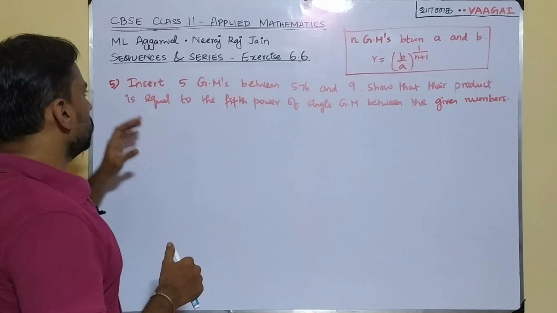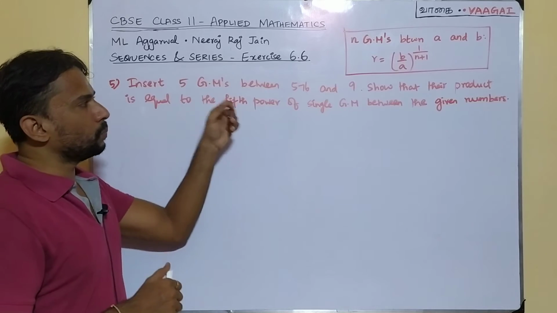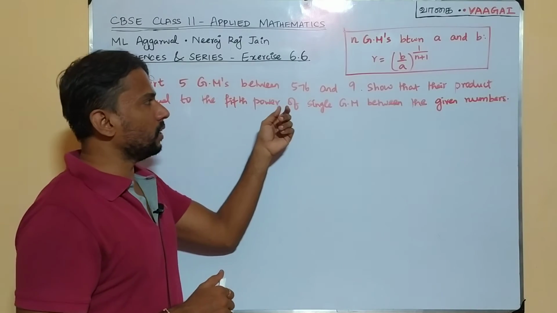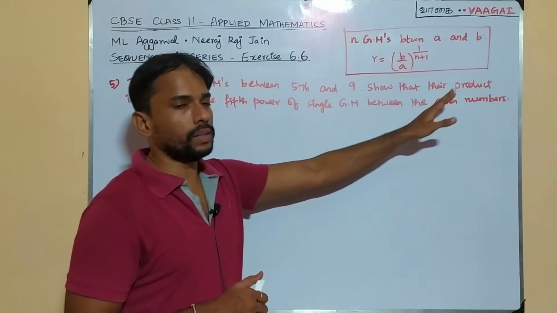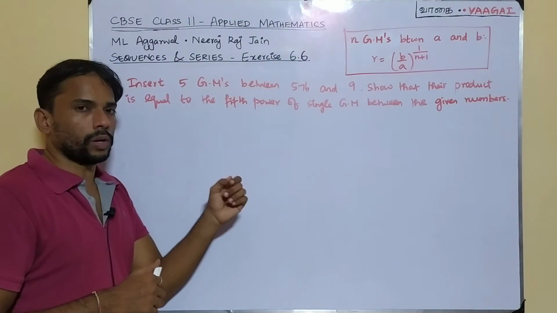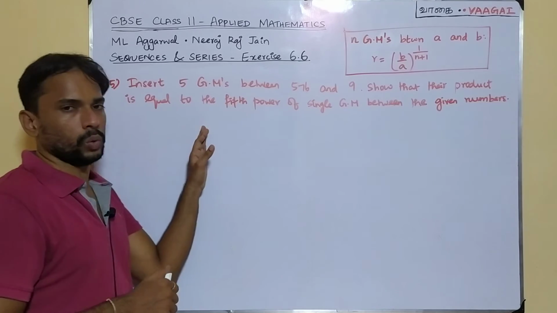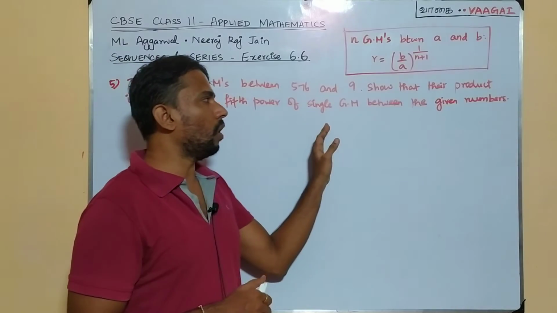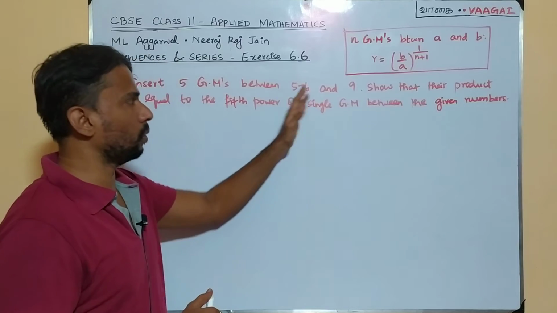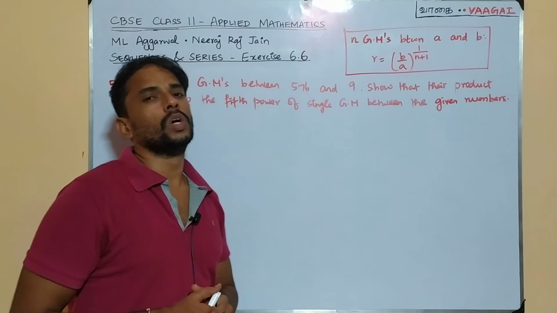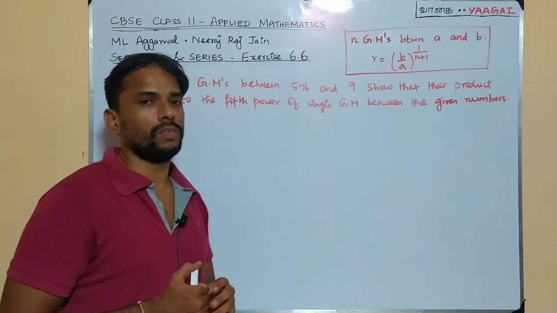With us is question number 5. Here our question is, insert 5 geometric means between the numbers 576 and 9, and also show that the product of those 5 geometric means is equal to the 5th power of a single geometric mean between the given two numbers. I mean the same two numbers, 576 and 9. So if you see clearly, we have got two tasks here.